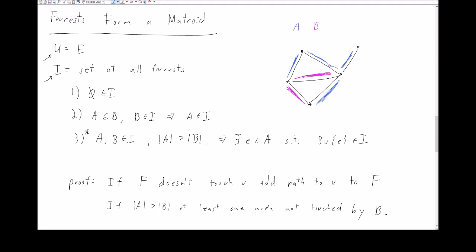To show that it satisfies property 1 is straightforward. The empty set of edges, that has no edges, forms a forest. This is an acyclic connected subgraph. To show that it satisfies property number 2, the inheritance property, is also rather straightforward.